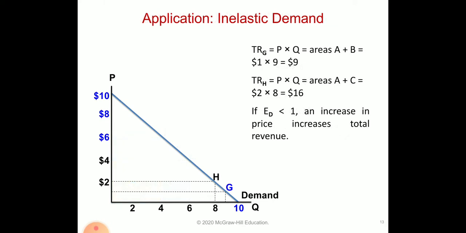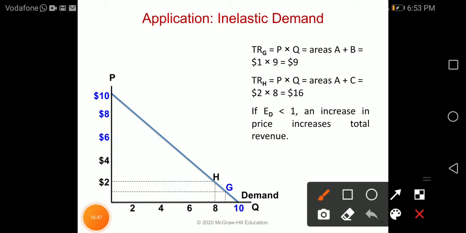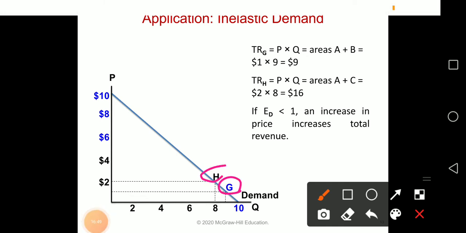Okay, let's have this one. I have here points G and H. So G, I have here 1 for the price, and this is 9 for the quantity demanded. 1 times 9, 9. What about here? If I increase the price to 2, it will be here 2 and what? 2 times 8. 2 times 8 gives me 16.